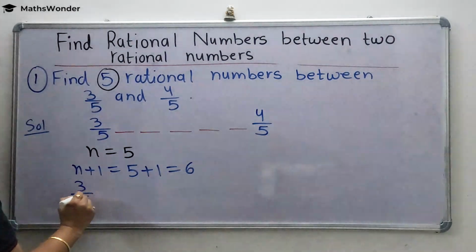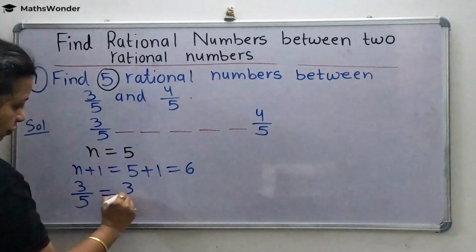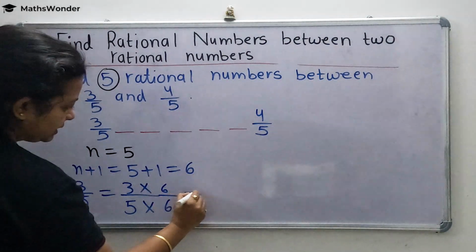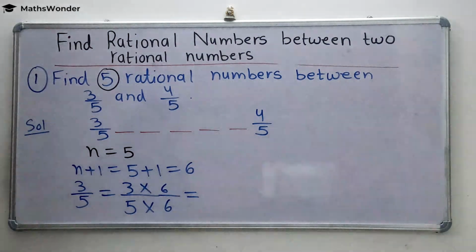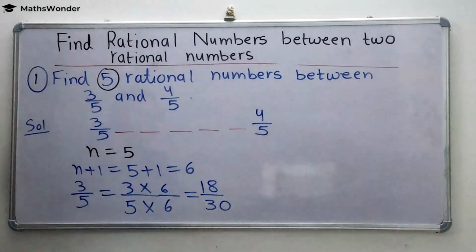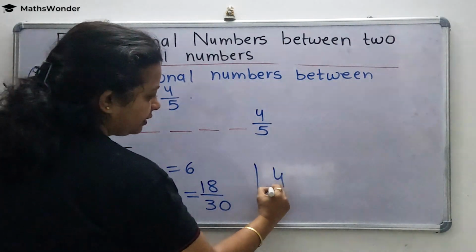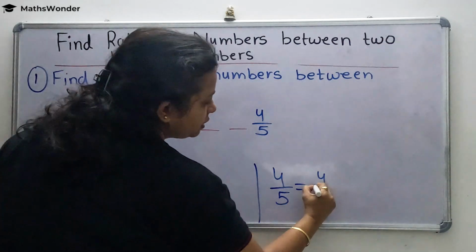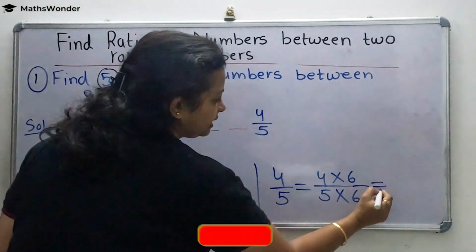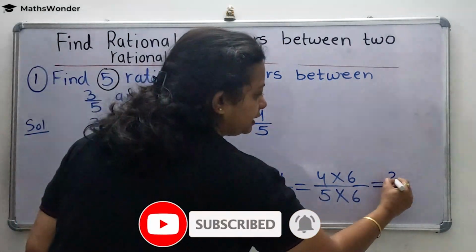Now, what will you do in the next step? 3 over 5: you will multiply and divide by 6. So what will you get? 18 over 30. In the same way, you will do it with 4 over 5: multiply and divide by 6. So you will get 24 over 30.